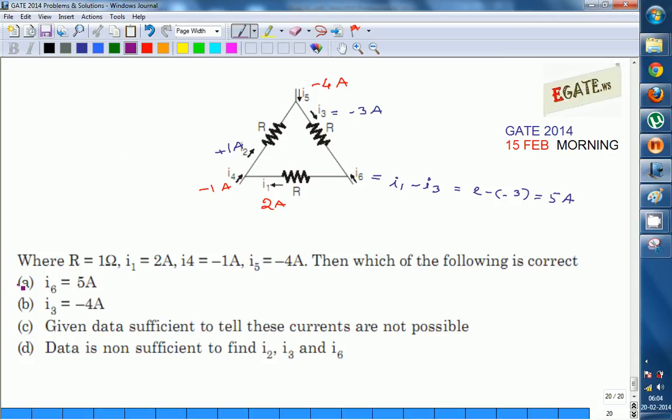A is the right answer. B says I3 is minus 4 amperes, but I3 is actually minus 3 amperes, so B cannot be the answer. The option saying the given data is insufficient is also wrong, because the data is sufficient to find all the currents I2, I3, I6. So C and D are wrong answers. The correct answer is A. The value of I6 is equal to 5 amperes. Thank you.